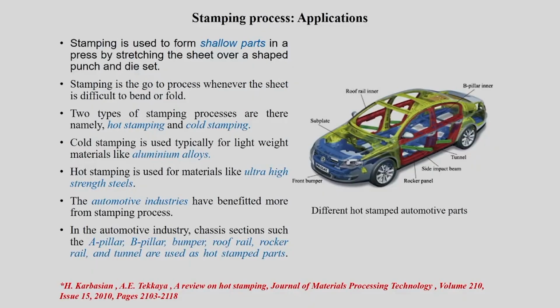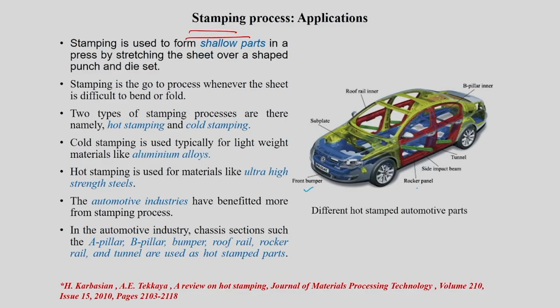So what do we mean by stamping process? It could be any sheet deformation process, generally of industry component level. Suppose you want to make some component, for example, your front bumper, rocker panel, tunnel, B pillar inner, roof rail inner, something called a subplate. These are all actually stamped products.